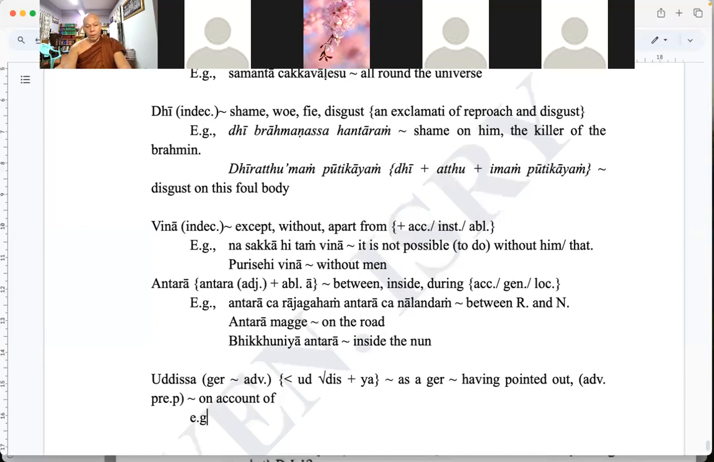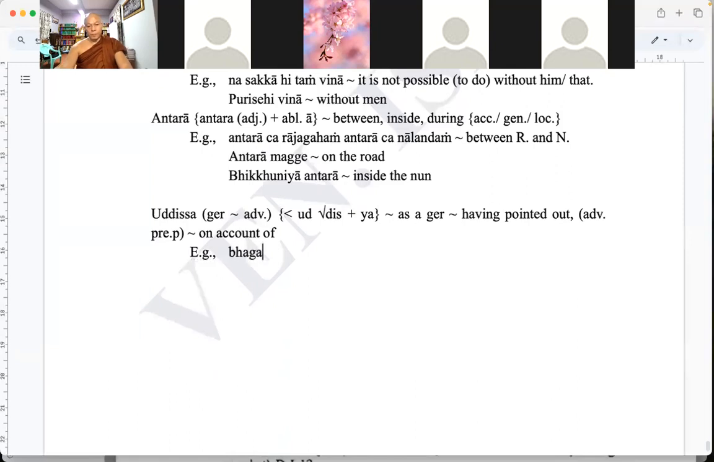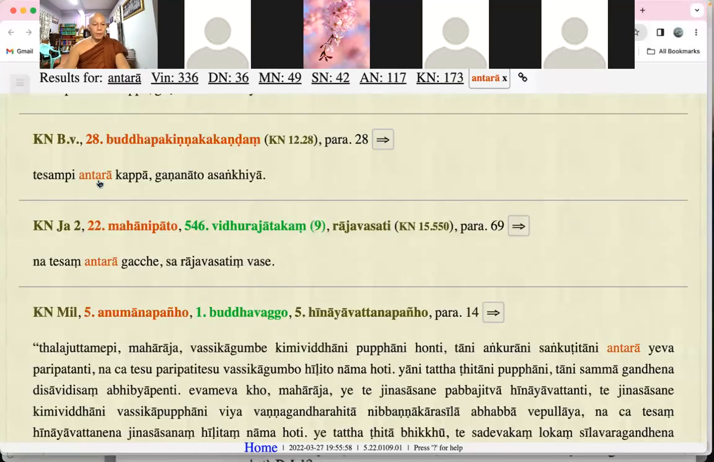So now, example. So Bhagavanda Odessa, on account of the Lord. So maybe sometimes, you know, not only on account of, but also with reference to. Reference to also. So that is, you know, that Odessa, let's see in the dictionary.